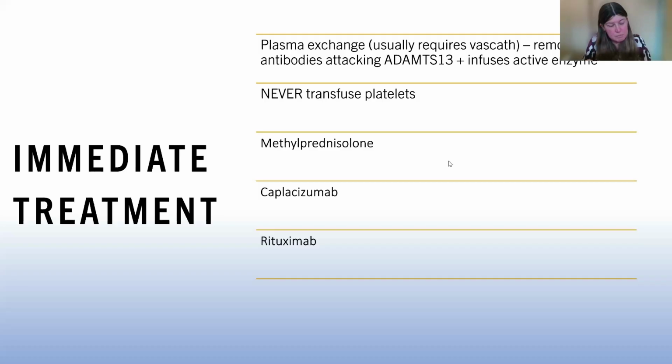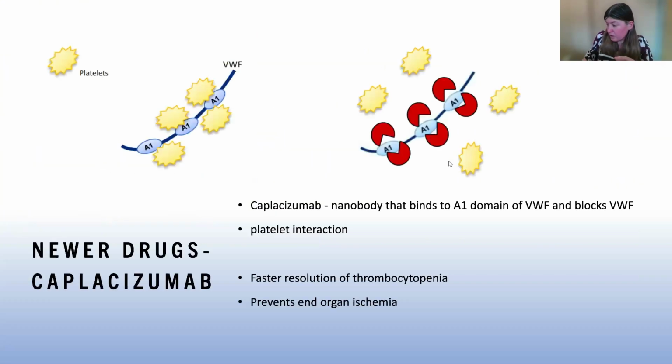We don't give these patients platelets because giving the platelet transfusion, by giving the platelet antigen load, can make this process worse. And then we give steroids, folic acid, rituximab and caplacizumab. And caplacizumab is just explained here.